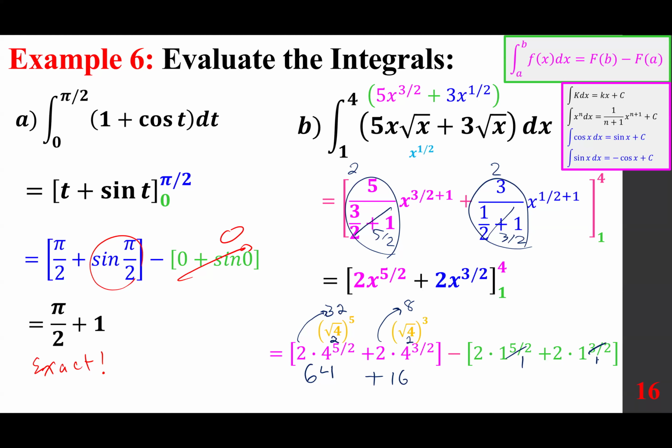1 to the power of 5/2, 3/2, 2/3, it's just 1. So this entire thing is 4, so we have minus 4. So 64 minus 4 is 60, which with 16 becomes 76. That's the final answer.